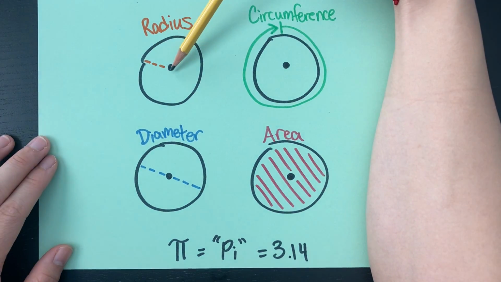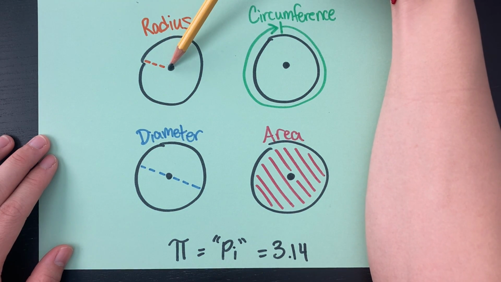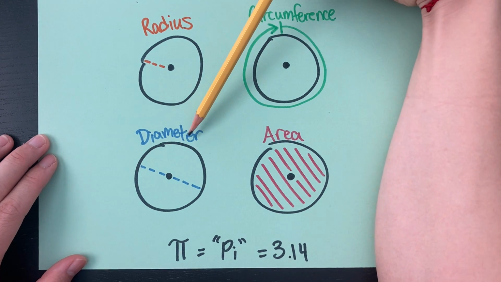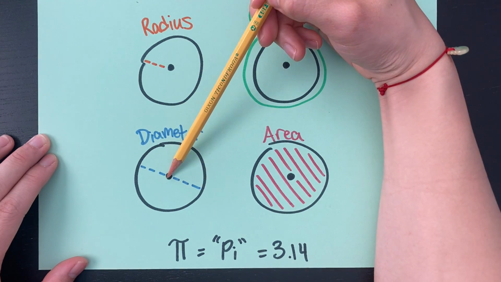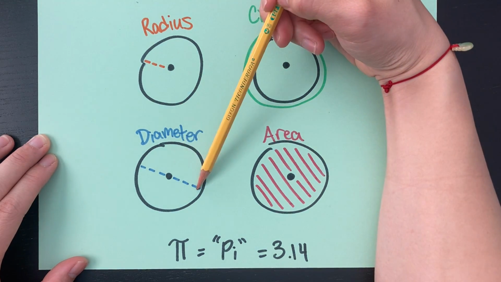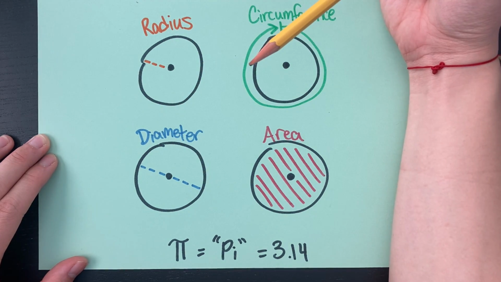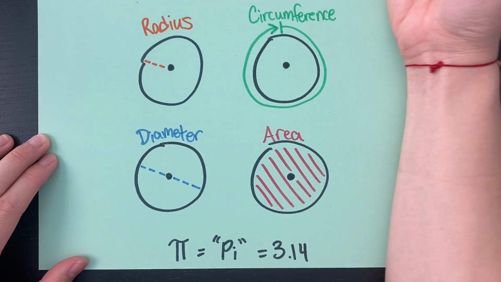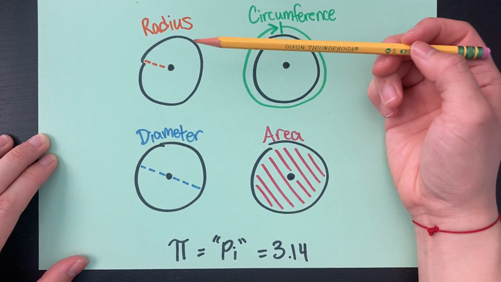Now, if you double this length and you go all the way across your circle, you don't stop at the center. You do go through your center, but all the way across, that is your diameter. So diameter is double your radius, because you have a radius right here, and another radius right here. If you double your radius, that equals your diameter. Or if you had your diameter and cut it in half, that would be your radius. So these two things are very related.